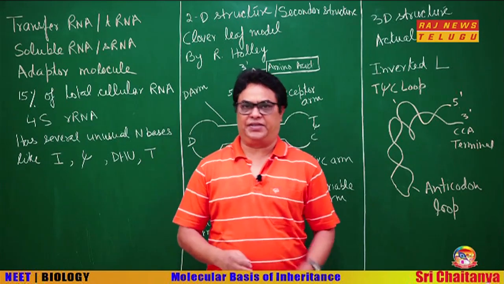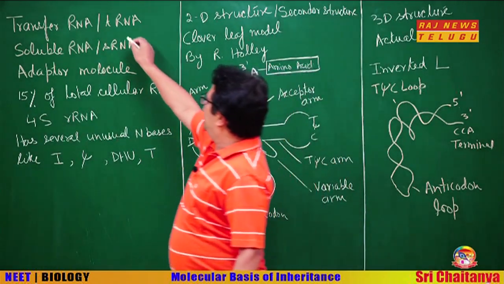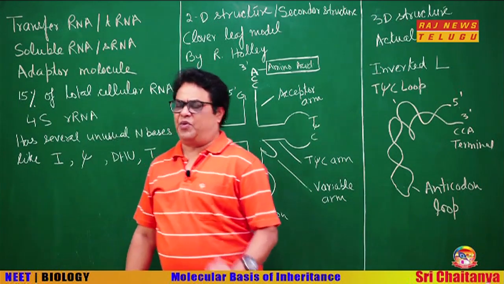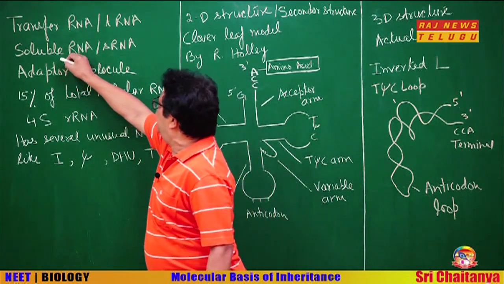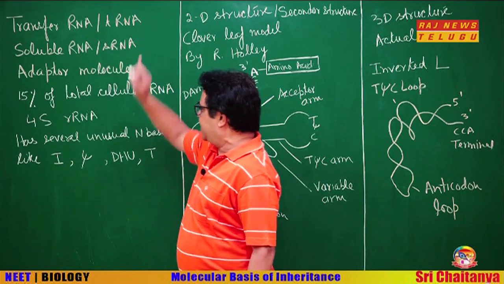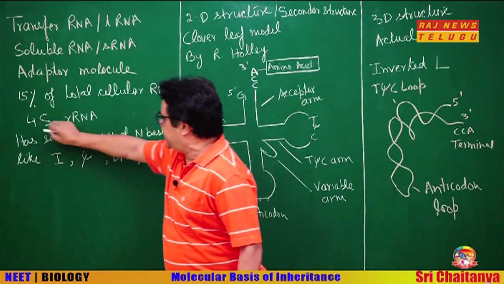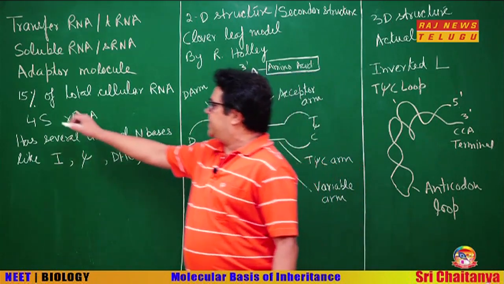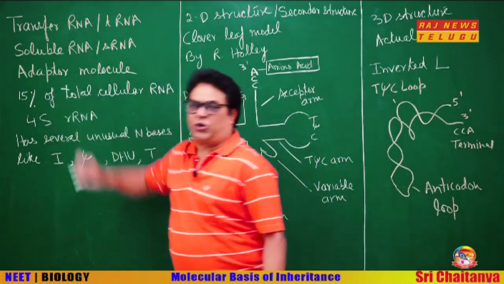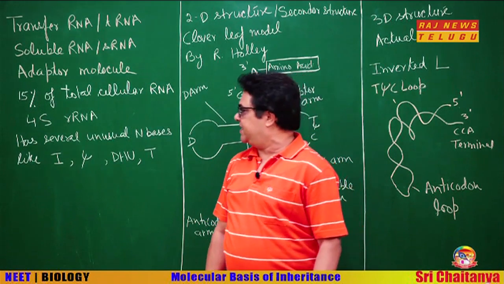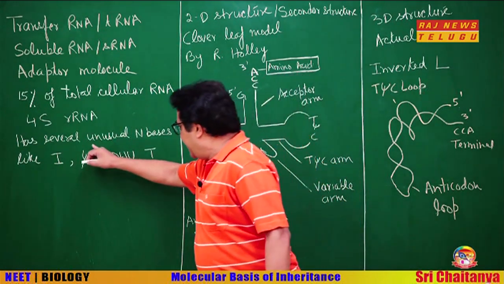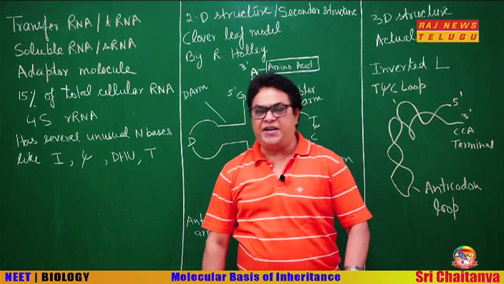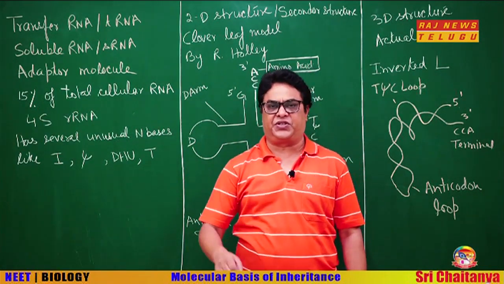So let us start. Transfer RNA or tRNA as it is called, it is very small. It is also called as soluble RNA or sRNA. As you can see, its sedimentation coefficient is only 4S, very small. It is 5% of the total cellular RNA present.